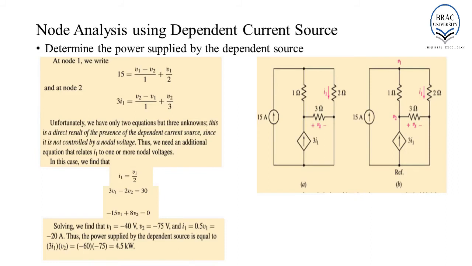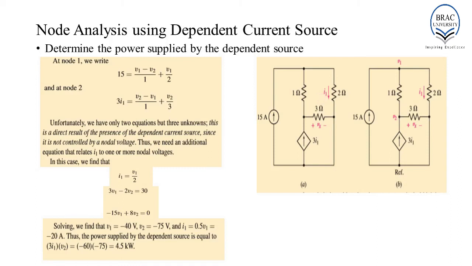Node analysis using dependent current source. For this particular network, we have to determine the power supplied by the dependent current source. This network has one independent source of 15 ampere and a dependent source of 3I1. I1 is basically the current flowing through the resistor of resistance 2 ohm.